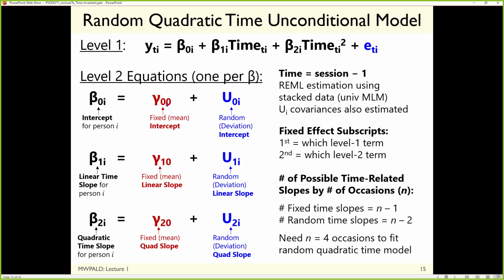Okay, now note the subscripts. The first subscript keeps track of which beta the fixed effect goes with. That's why this is 0, this is 1, and this is 2, because it matches the betas. The second subscript is 0, because this is a counter as to how many fixed effects we have in that level 2 equation. I'm going to use the term starting point. So gamma 0,0 is the starting point for how people get their own intercept at time 0. Gamma 1,0 is the starting point for how people get their own linear time slope at time 0. And then gamma 2,0 is the starting point for the quadratic slope.